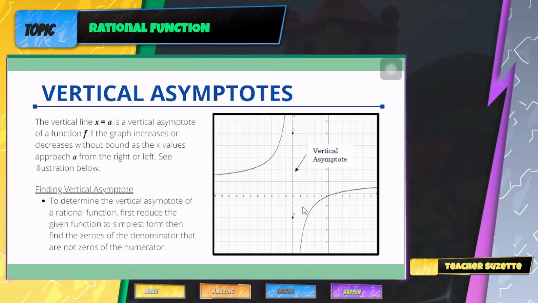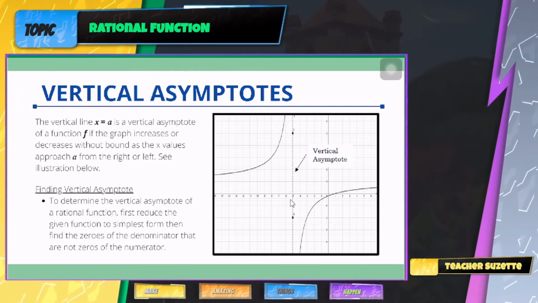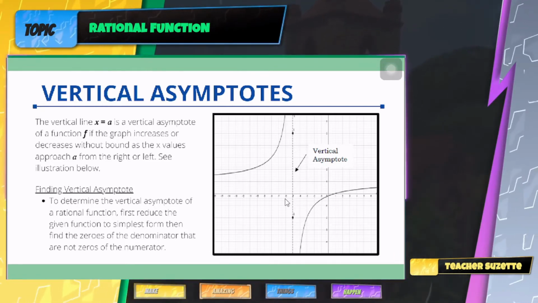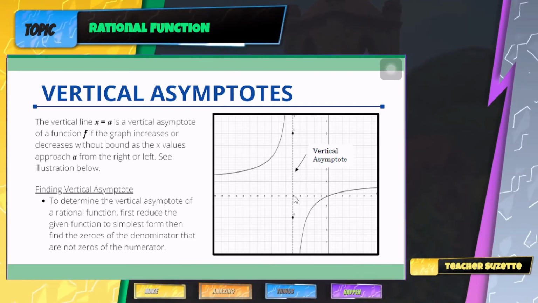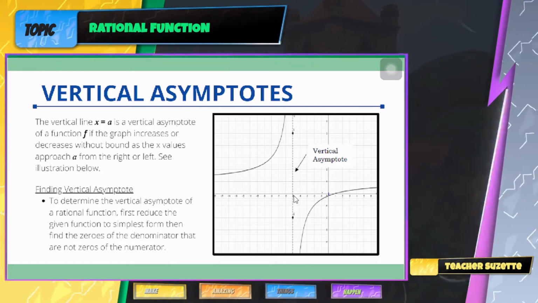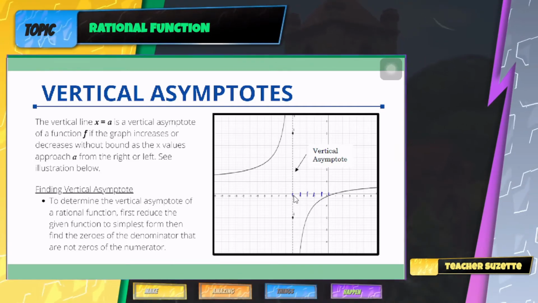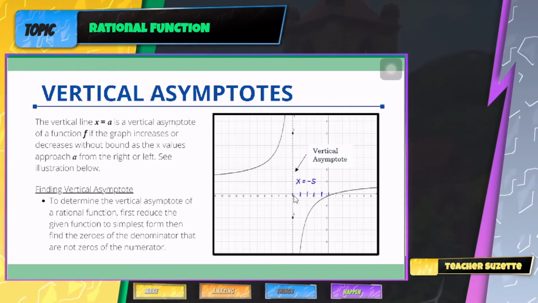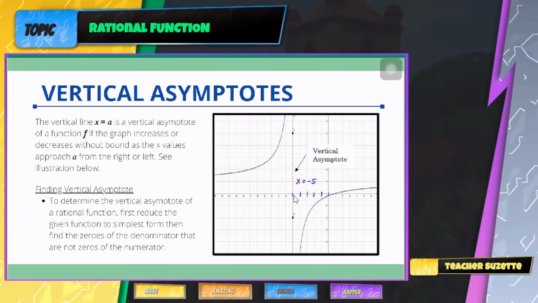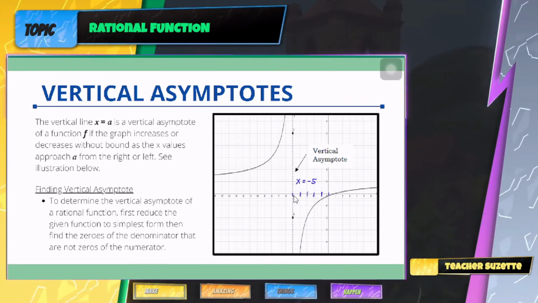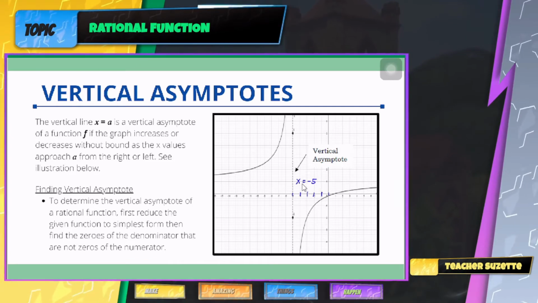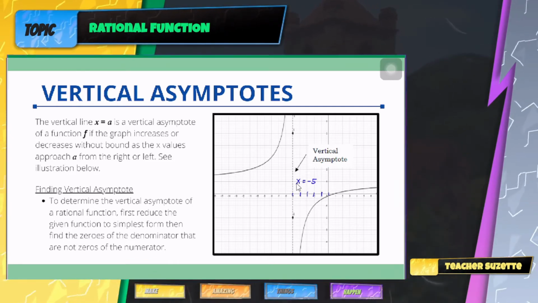Our vertical line is x is equal to a. For this example, counting 0, 1, 2, 3, 4, 5, our x is equal to negative 5. So the vertical line, or the graph of x is equal to negative 5, is considered as the vertical asymptote for this graph.